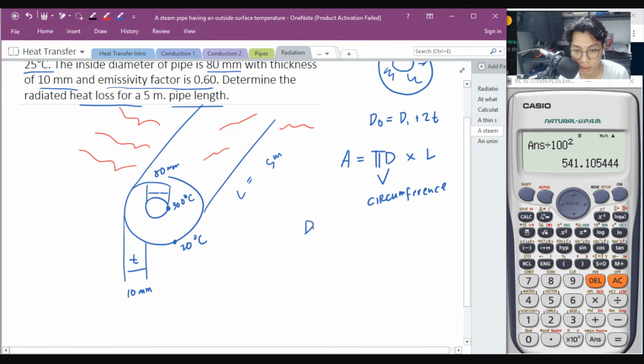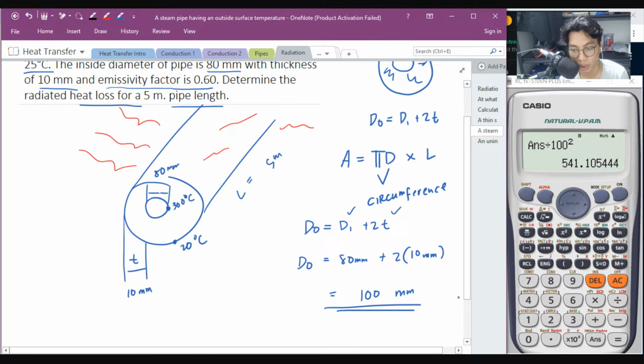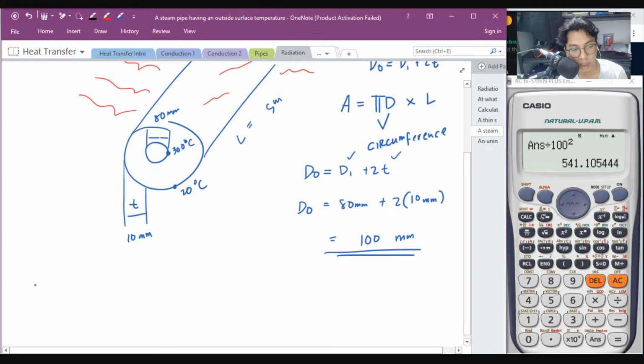Hanapin natin si DO. DO here is DI plus 2T. Meron tayong DI, meron tayong T. So, DO is equal to DI, ano yung DI dyan? 80 mm plus twice no thickness na 10 mm. So, 20 plus 80, DO will be 100 mm. Tignan natin kung gagamitin natin siya. So, what is the radiative heat? QRAD is equal to yung sigma, yung E, area that is projected, times T on the hot side to the fourth minus T nung the cold side to the fourth.